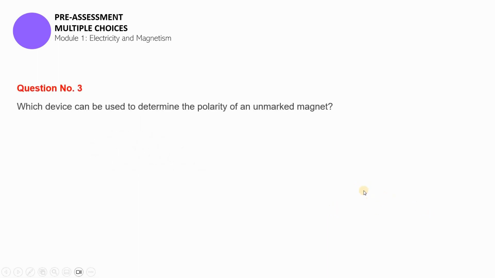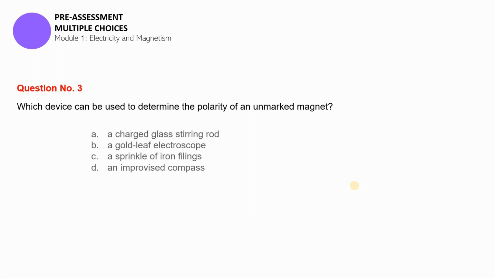Question number 3. Which device can be used to determine the polarity of an unmarked magnet? A. A charged glass stirring rod. B. A gold leaf electroscope. C. A sprinkle of iron filings. D. An improvised compass. Pause this video if you need more time. If you are through, let us proceed to question number 4.